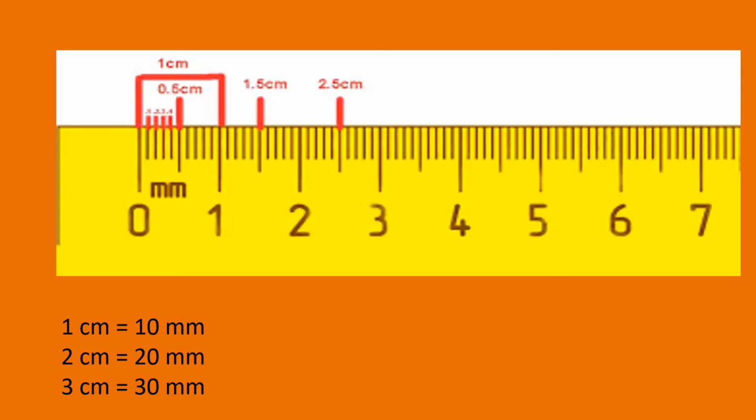Okay, so this is an example of a ruler that has a unit of centimeter and millimeter. So, always remember that in 1 centimeter, we have 10 millimeters.